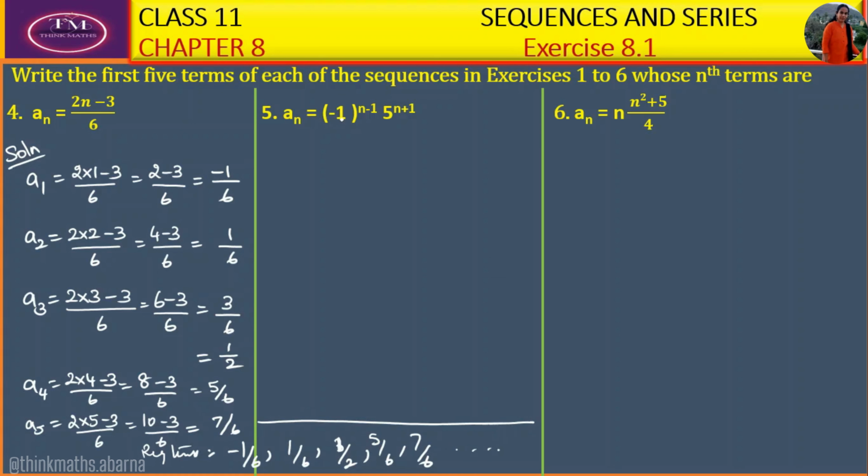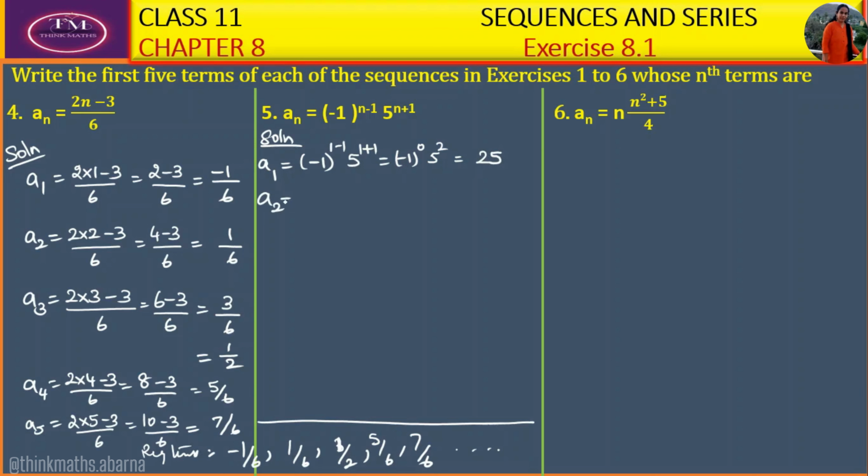Here an is equal to minus 1 whole to the power n minus 1, 5 to the power n plus 1. So what is A1? A1 equal to minus 1 whole to the power 1 minus 1, 5 to the power 1 plus 1. So minus 1 whole to the power 1 minus 1 is 0, 5 power 2. So anything power 0 is 1. So 1 into 5 square. What is 5 square? 25. So 1 into 25 is 25.